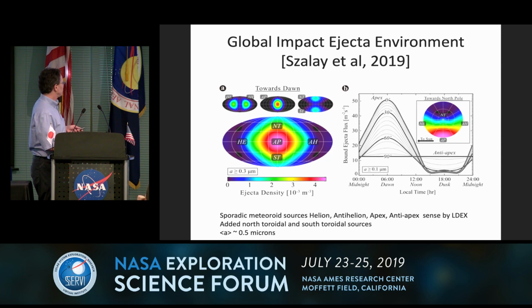And this is from Jamie's paper, just came out. Again, LADEE LDEX measured the helion, antihelion and apex sources, and then he added in the north toroidal and south toroidal sources. These are debris fields left from high inclination Halley-like comets, and you finally get about impactors. So this is the entire global impact ejecta environment modeled here. About 13 per meter squared per second of these smaller particulates going up into the exosphere.